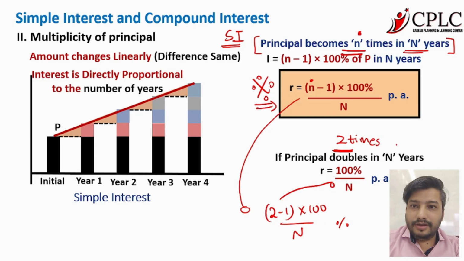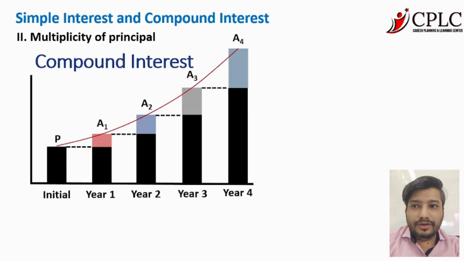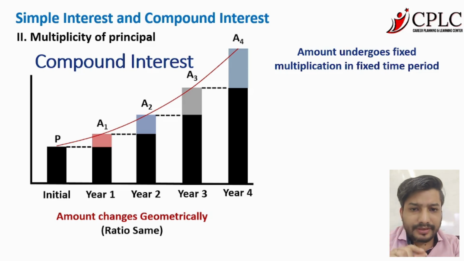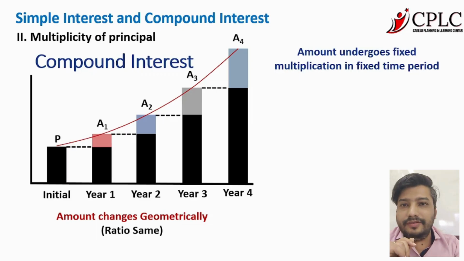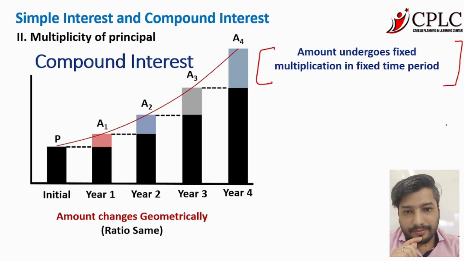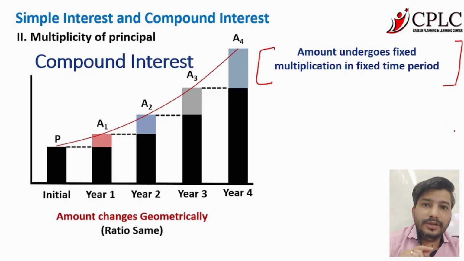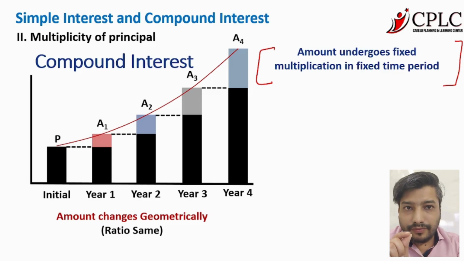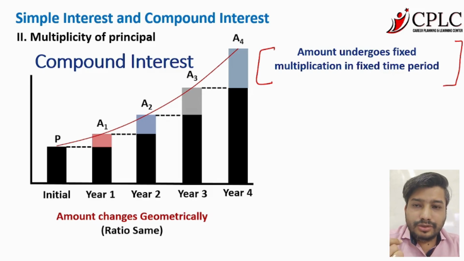Same thing we can do for compound interest also. Now here things slightly change. So for compound interest, the first part, principal becomes n times in N years, here there is unfortunately no formula, but you will have to remember this thesis, that amount undergoes fixed multiplication in fixed time duration. This is what you will need to remember, which means whatever is the pattern that is given in the question, you will have to follow that pattern, and then you can figure this out eventually.